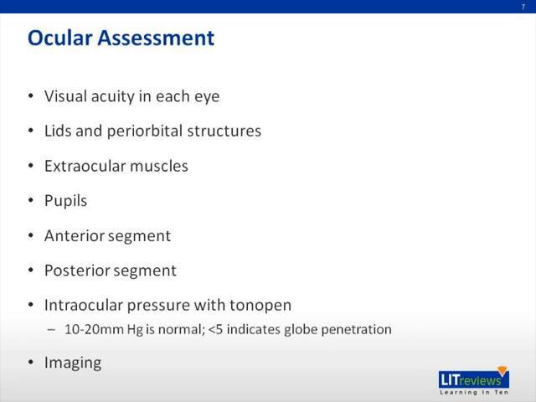The intraocular pressure should also be measured in each eye with a tonopen. Normal pressures run about 10 to 20 millimeters of mercury. If it's a very low pressure, it's concerning for a globe penetration or an open globe injury. And then we'll talk about imaging as well for assessment of the eye.